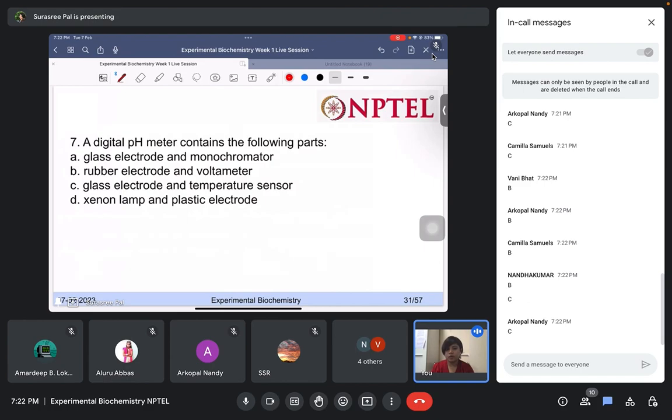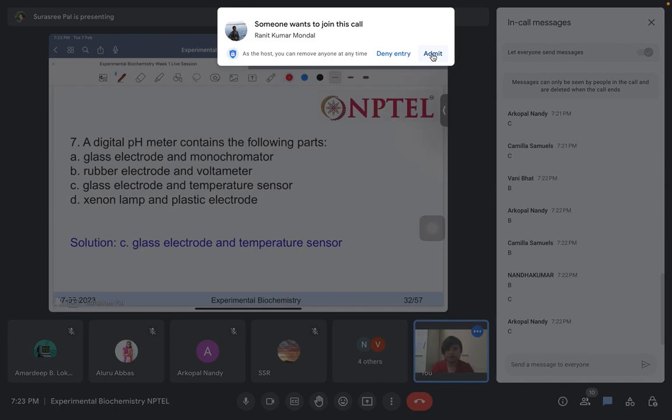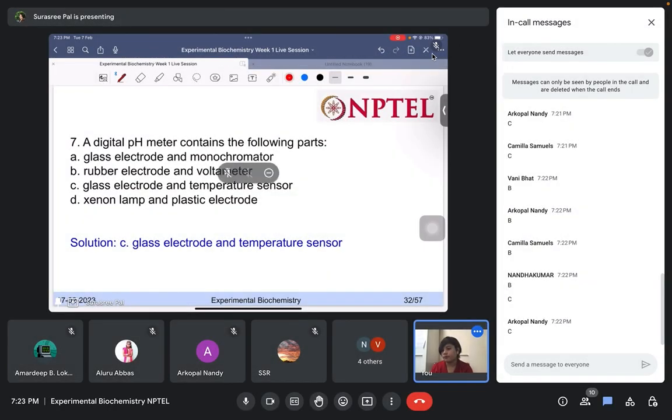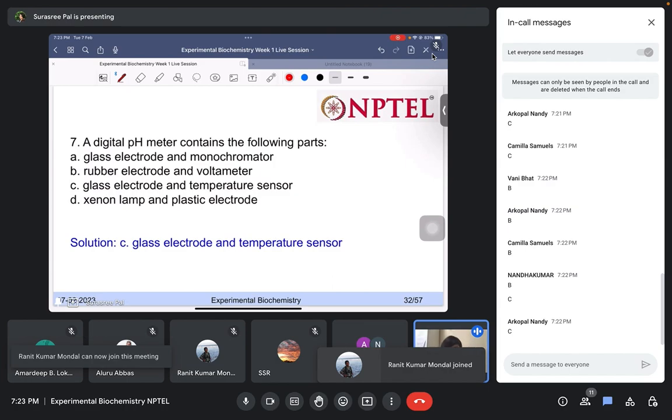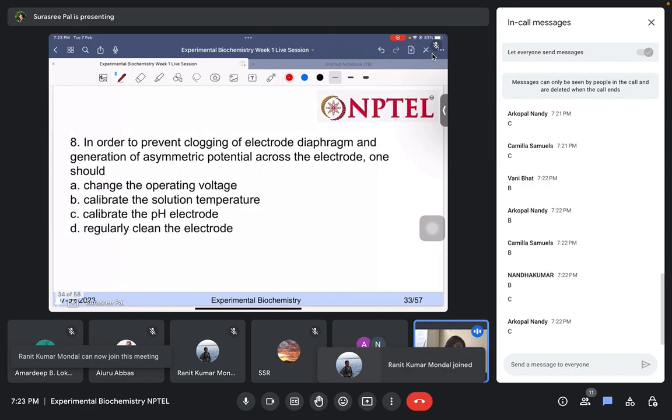Yes, so some of you are saying C, which is a glass electrode and a temperature sensor. So this is also one difference between a pH meter and a pH paper. That is, a pH meter can also detect the temperature of the solution in which the pH measurement is going on, because the pH will also depend on temperature. Okay. So this is the correct answer, C. Now we are moving on to the next question.